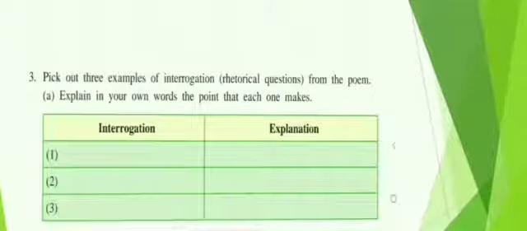Let us see the third activity. Pick out 3 examples of interrogation, rhetorical questions from the poem. A rhetorical question is a question which necessarily doesn't expect an answer. So, you have to find out 3 statements from the poem which are actually questions and do not expect an answer but make a point. Also, you will have to explain in your own words what those questions suggest.